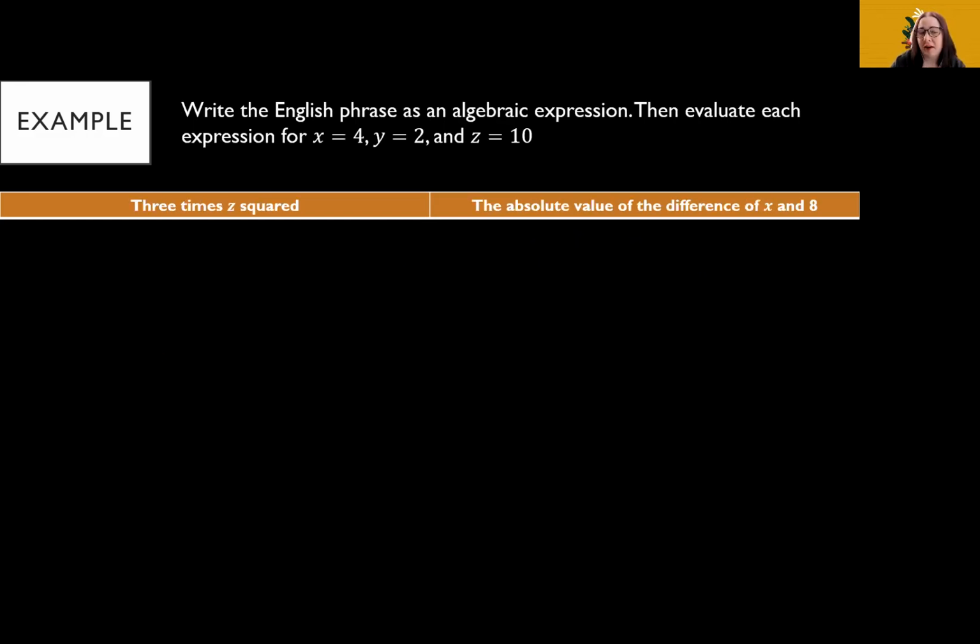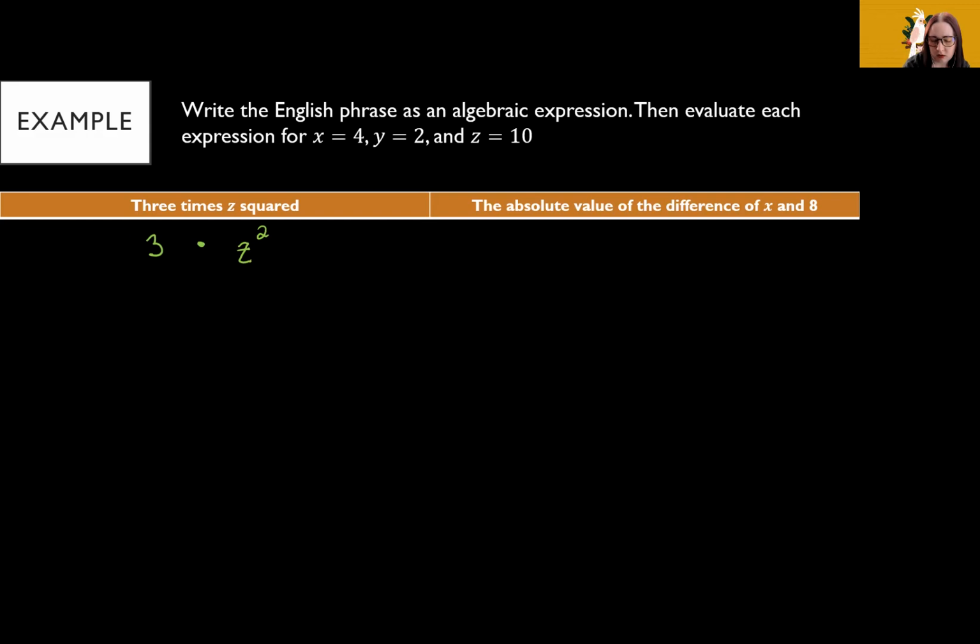Next, we're going to write the English phrase as an algebraic expression, then evaluate each expression for x equals 4, y equals 2, and z equals 10. So we're doing two things here. We're first translating the English into math, and then we're going to plug in our numbers and evaluate. So on the left, we have 3 times z squared. So I've got the number 3. Times means multiply. And then z squared, that tells us it's an exponent of 2 on the z. So this is going to be 3 times z squared.